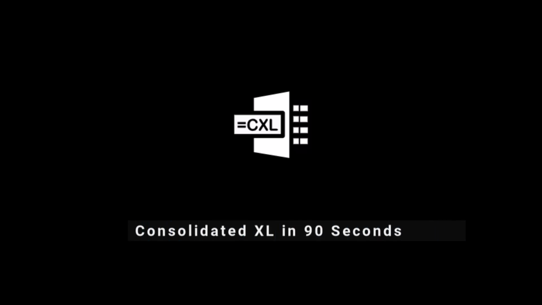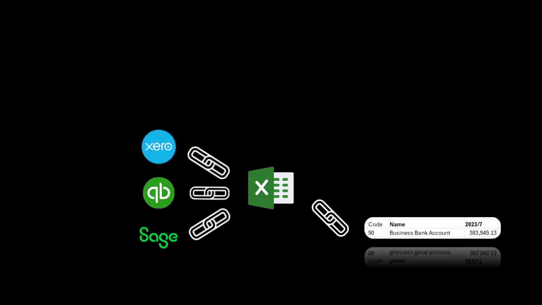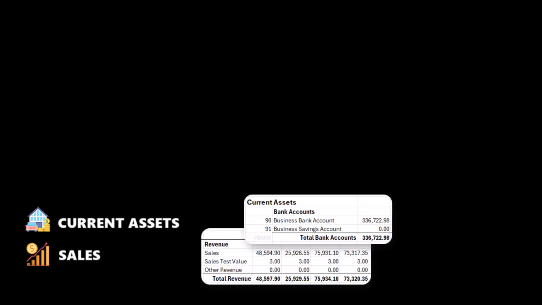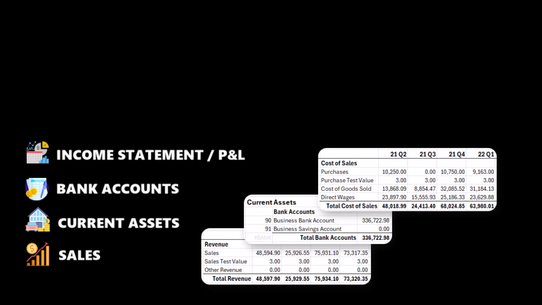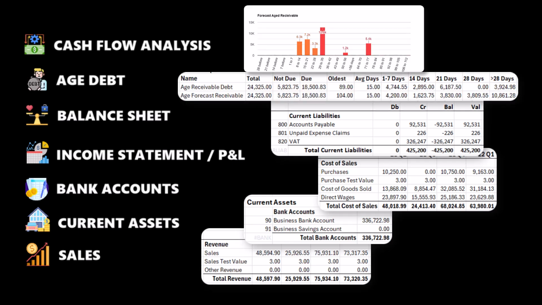Consolidated XL, a cloud-based Excel add-in for Office 365, which hotlinks your online chart of accounts to a single Excel cell or spills a whole section into Excel, such as sales, current assets, bank account current balance, whole income statement or balance sheet into your Excel sheet, plus aged debt and forecast payments for cash flow analysis.